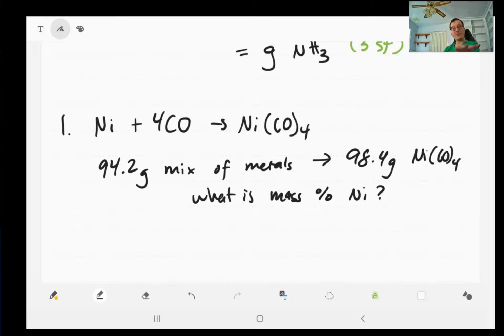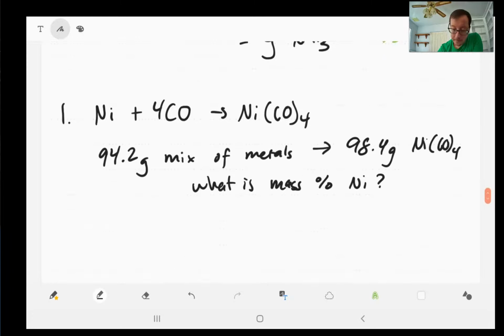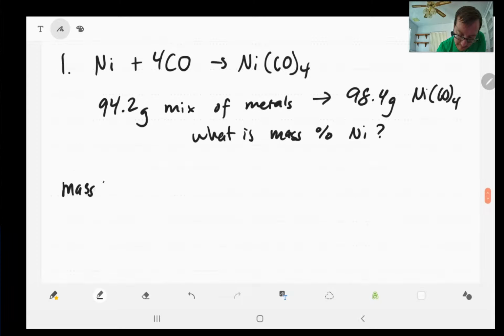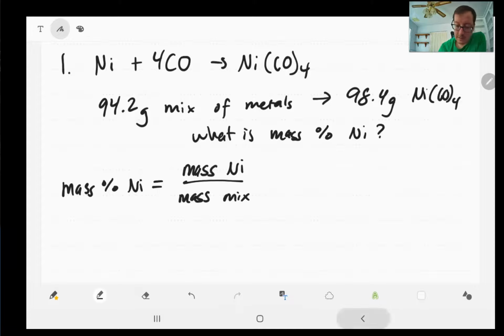If we want to find the mass percent of nickel, that would be the same thing as saying what's the mass of the nickel over the mass of the mixture times 100%, right? That would be what we're doing. So we already have the mass of the mixture, 94.2. We do not have the mass of the nickel.